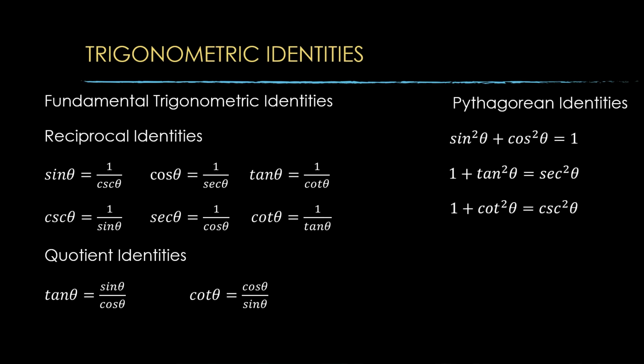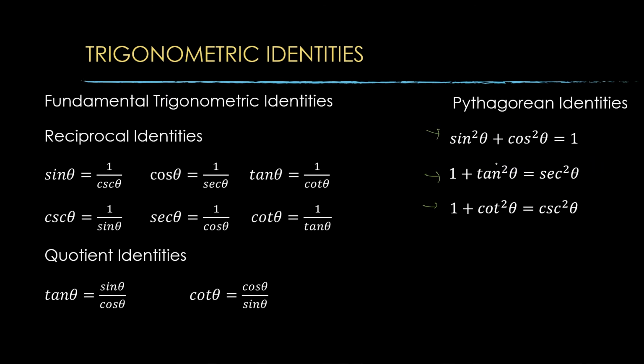For our Pythagorean identities, we have the sine of theta squared plus the cosine of theta squared, which is equal to 1. So basically, we only need to memorize this equation right here, because these two are derived from this first equation. Okay, so let's try to derive the second equation.